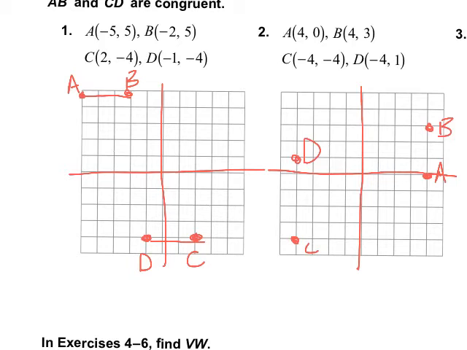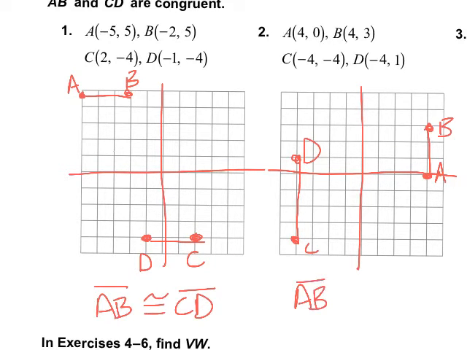So writing my congruency statement, segment AB is congruent to segment CD. Okay? All right, number 2, it looks like AB is 1, 2, 3. CD is 1, 2, 3, 4, 5. So those would not be congruent. So I would say segment AB is not congruent, just a slash through it, to segment CD. Okay? So we know about congruency.